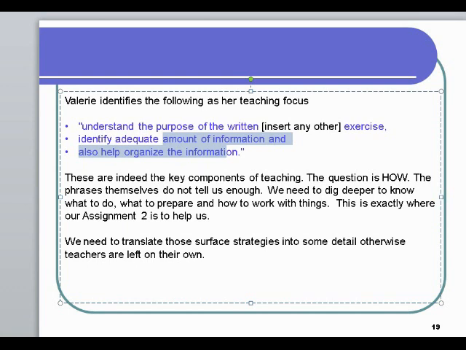So she was right. Valerie is absolutely on the money. The thing is that this is just a surface level. We need to now explore how to do this in terms of the detail of teaching.